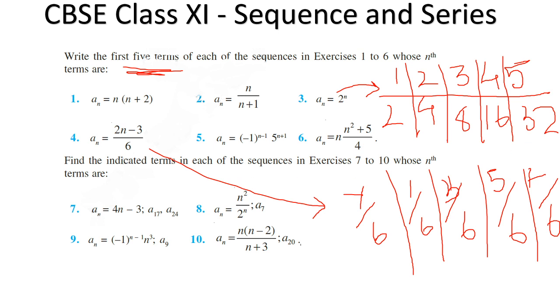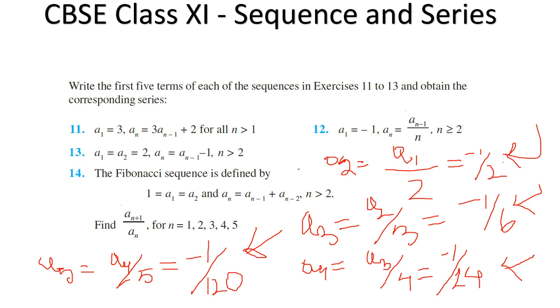Same goes over here. For an is equal to (2n minus 3) by 6, for the first term we have minus 1 by 6, for the second term we have 1 by 6, the third term is 3 by 6, the fourth term is 5 by 6, and the fifth term is 7 by 6. By applying similar ideology, the first 5 terms of any sequence can be found in the given exercises.